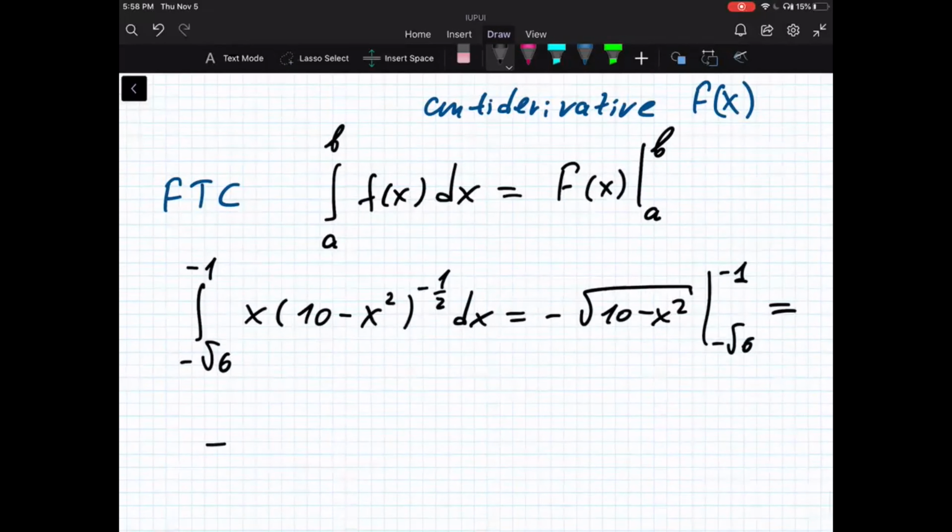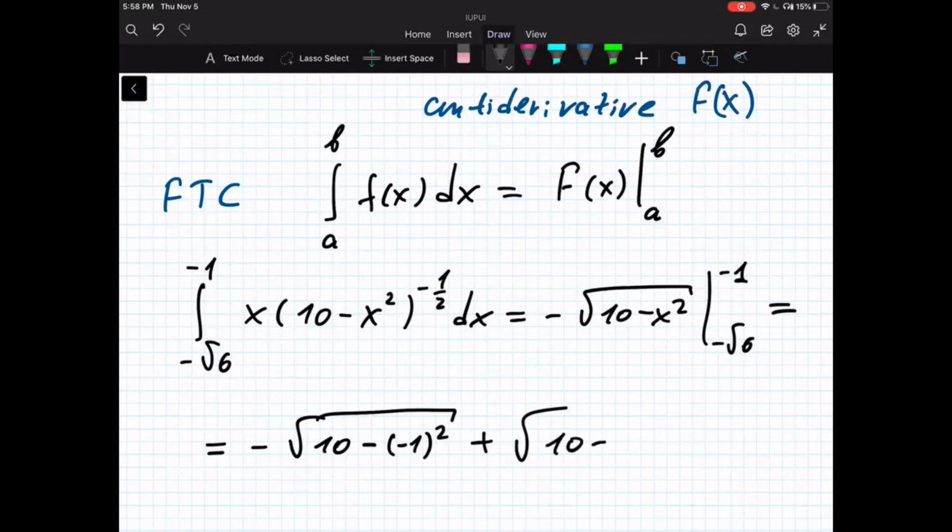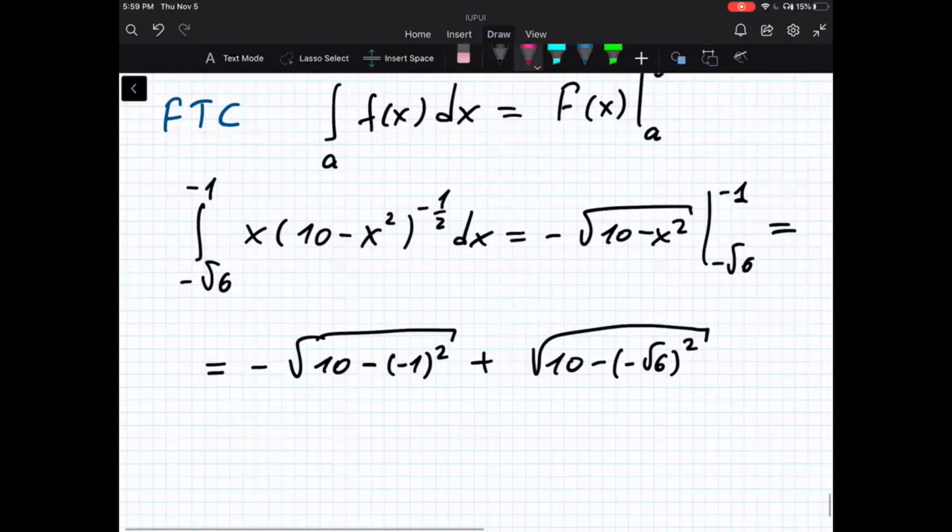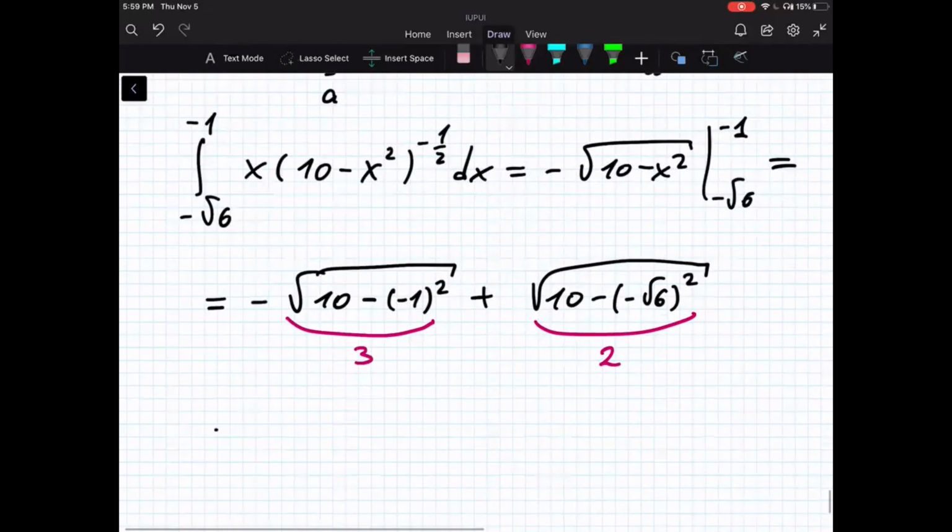And so I got that it is minus square root of 10 minus minus 1 squared minus minus, so it's plus, square root of 10 minus minus square root of 6 squared. So I get 10 minus 1, which is 9, and square root of 9 is 3. 10 minus 6, which is 4, and square root of 4 is 2. And so I obtained the same result, of course. Minus square root of 3 plus 2, which is minus 1.